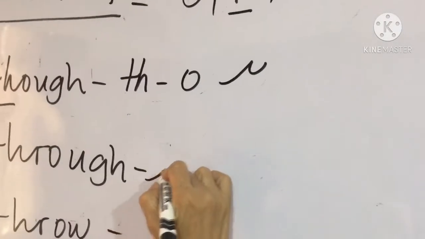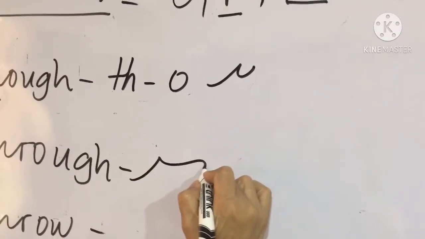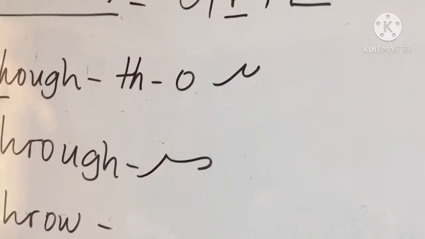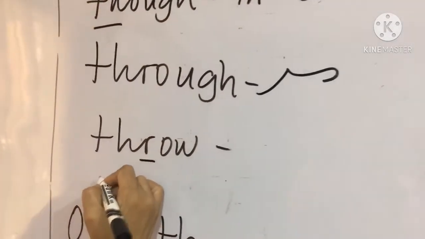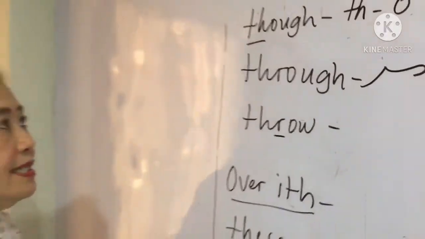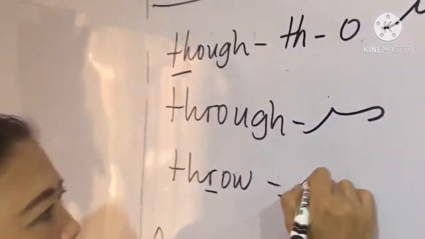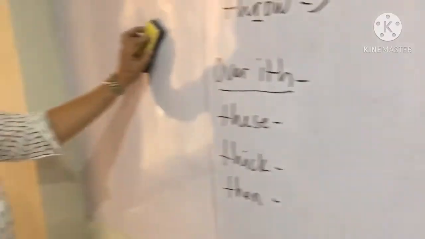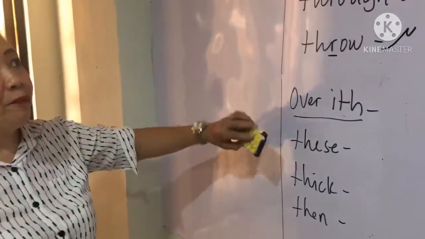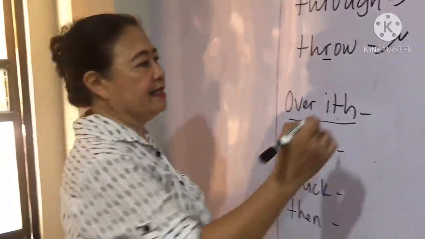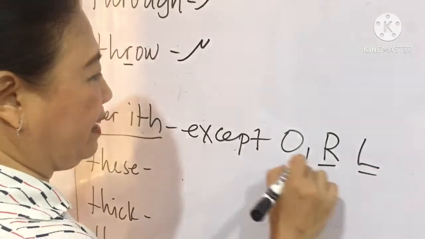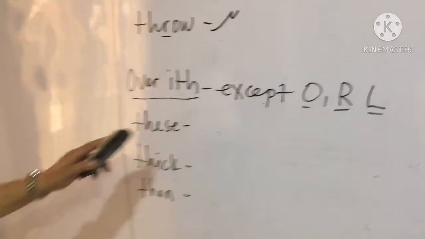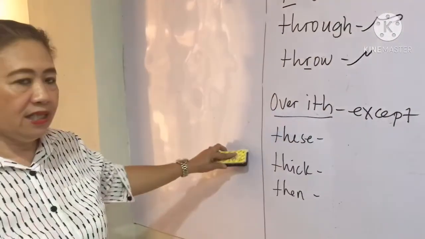We have under ITH, long U, R and long U. Throw. There's an R, so therefore you have to use the under ITH. So under ITH and O. Over ITH is used except for O, R, L. For the rest, you have to use the over ITH. So except O, R, L, the over ITH is used.